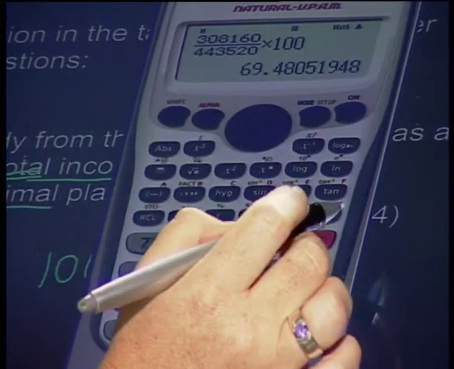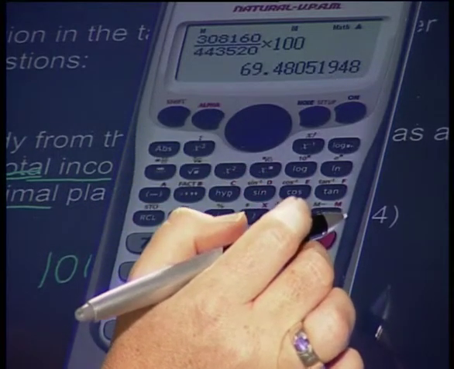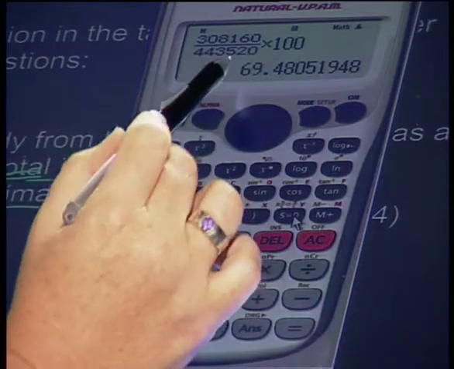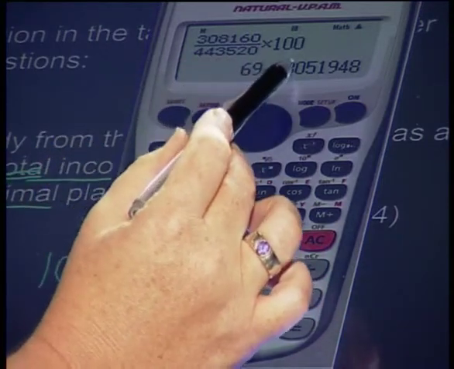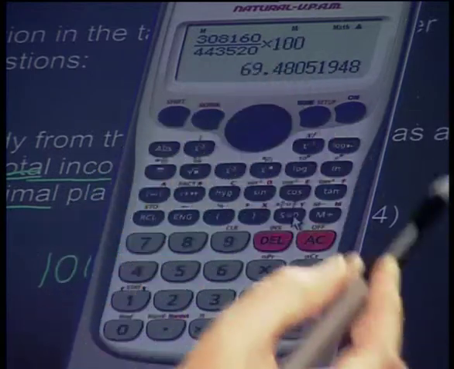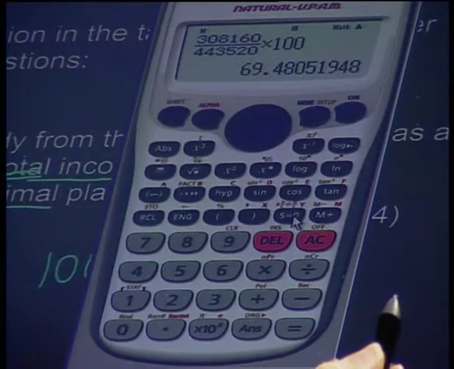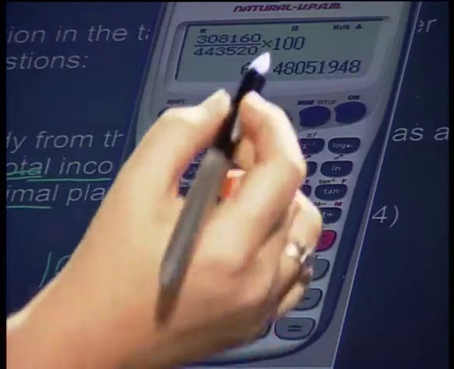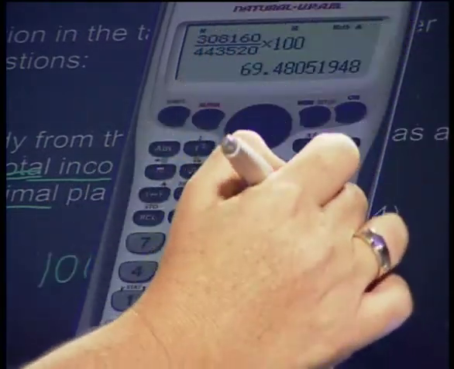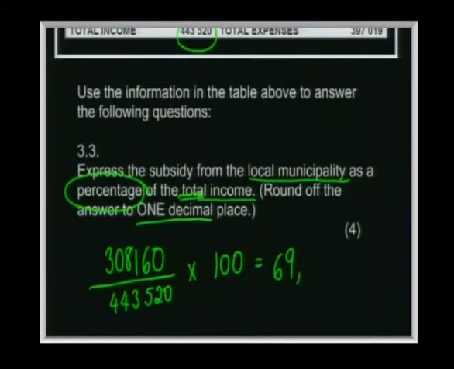And then I need to change it to a decimal, and we need to remember we need one decimal place. So we got 69,48. I need only one decimal place, so 48 would be converted to comma 5. So it's going to be 69,5. And don't forget to put your percentage sign.